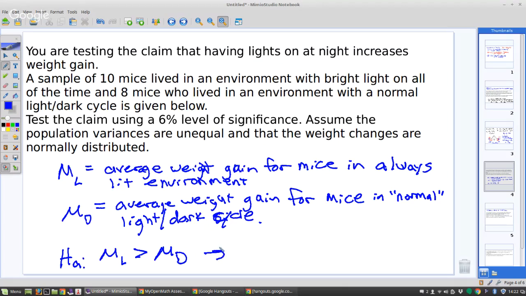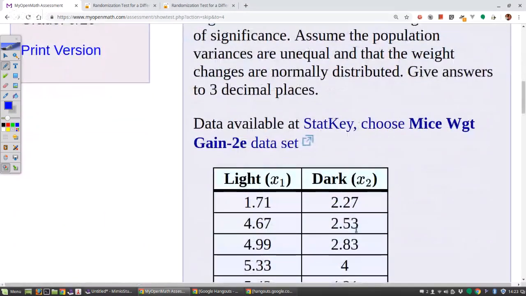Another way to state the alternative hypothesis here would be that mu light minus mu dark, so the difference in their averages, light minus dark, is greater than 0. And often, instead of calling them mu light and mu dark, you might see notation like mu 1 and mu 2. And that's the order the data is presented. And in this case, let's double check that that was true. Yeah, light mice is presented first.